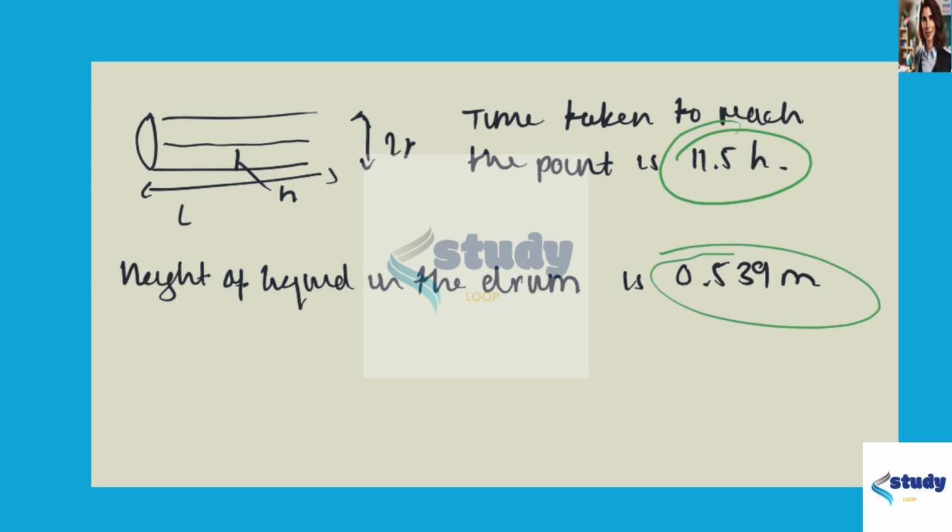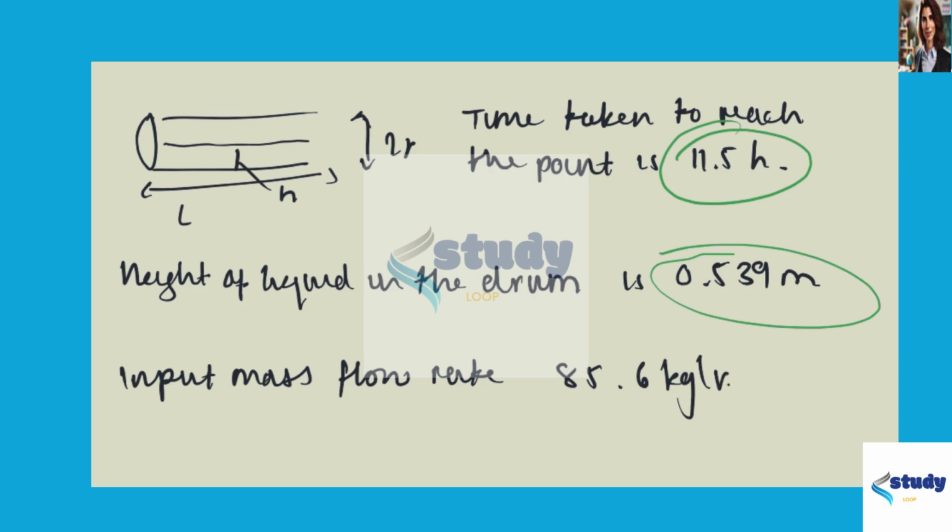Then we can solve for the input mass flow rate. That is 85.6 kilograms per minute.